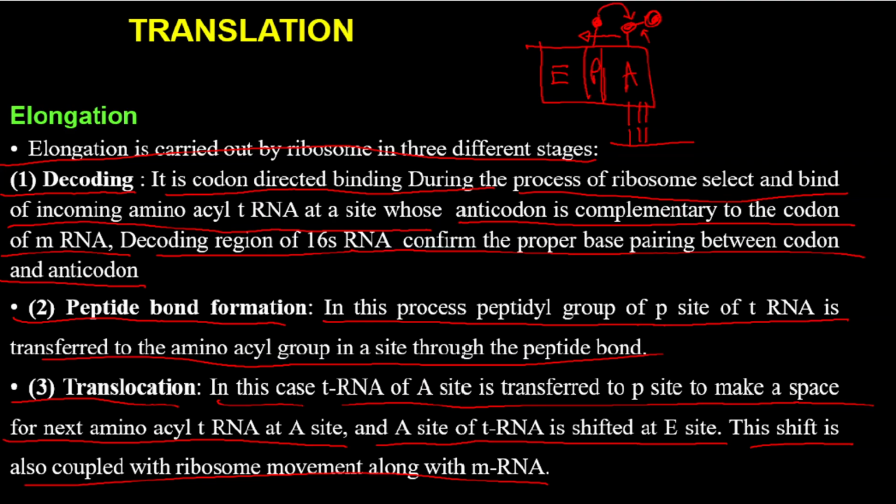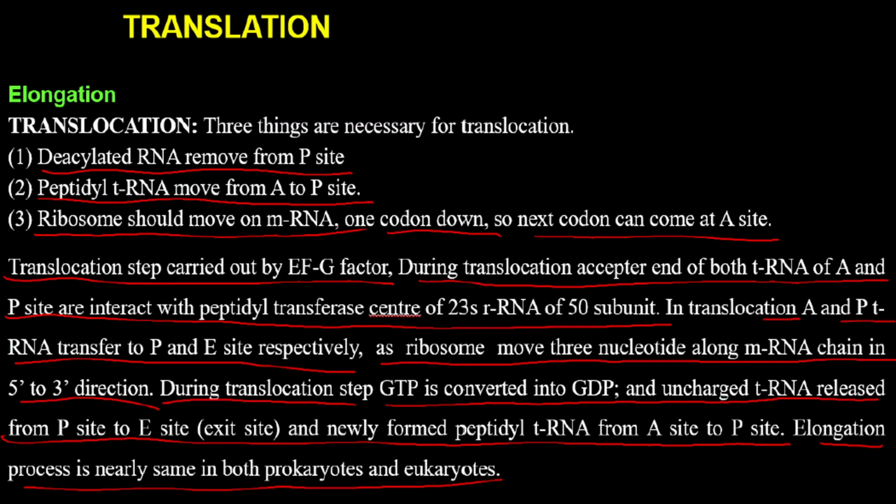So that is the A site. And this shift is also coupled with the ribosome movement along the mRNA. When it moves towards the P site, it will pull the mRNA along with itself, moving forward and passing the mRNA through the ribosomal subunits.